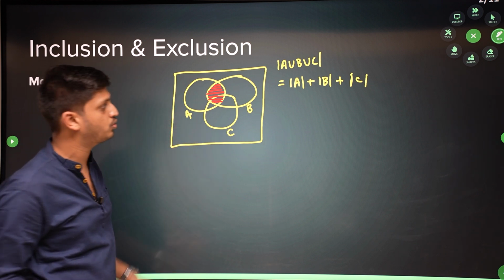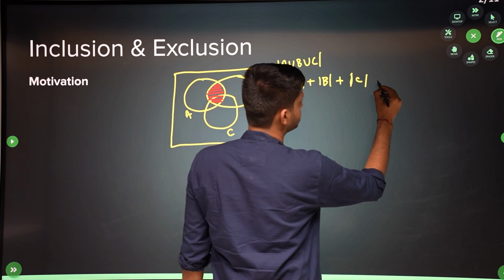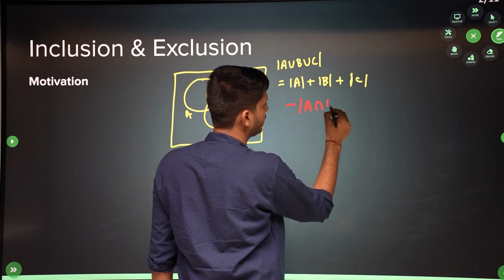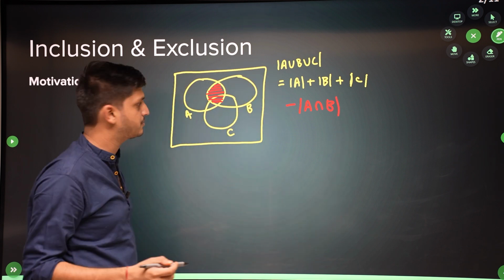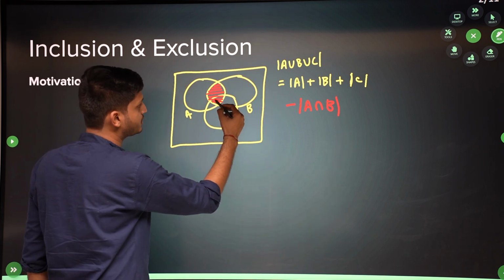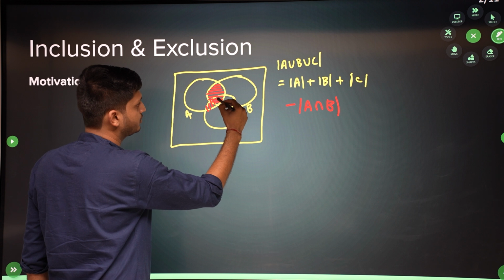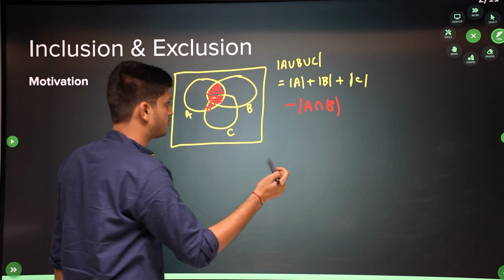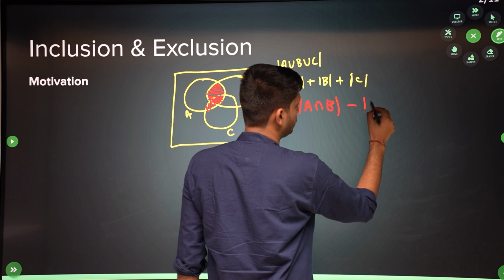So it is counted two times. So we have to subtract it once. The area which is in both A and B, since we counted it two times. Similarly, this particular area which is in both A and C, this is also counted two times, right? So we have to subtract that as well.